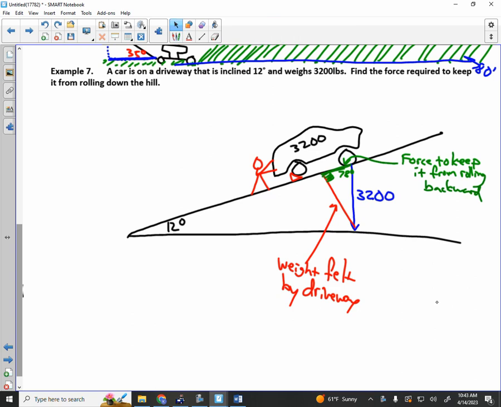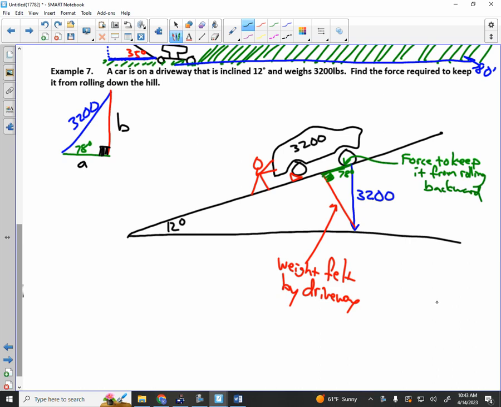And so if I flip this triangle upright, you can see that that part is 3,200. I have this green portion, which we'll say is across from the 78-degree angle. That's the force required to keep it from moving backwards. And then we have this red part, which is the force exerted against the driveway. So these are, turn the triangle around, okay? And so we have two components to this vector. We have A and we have B.